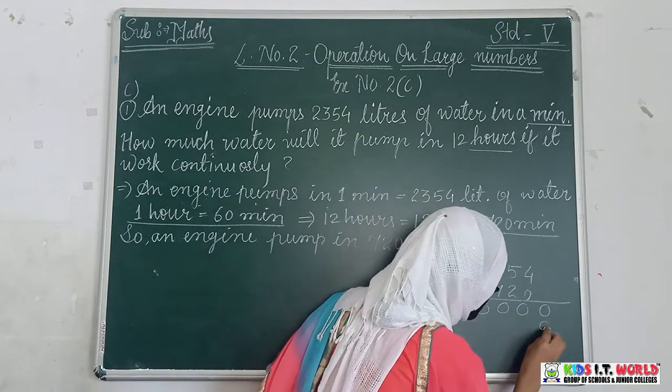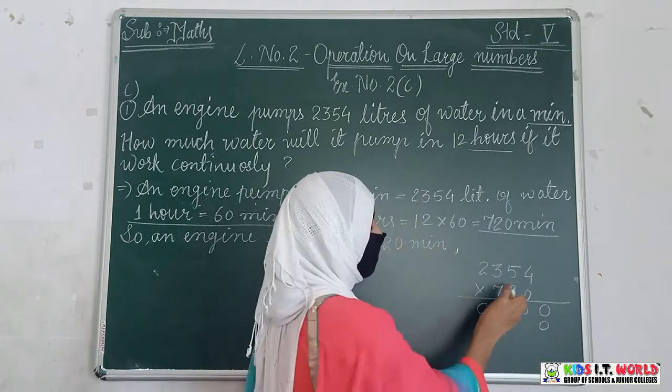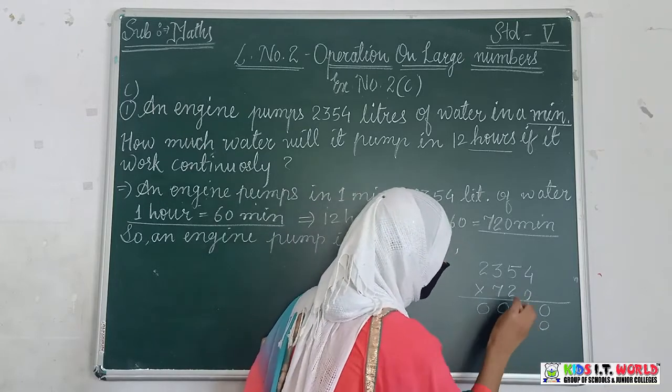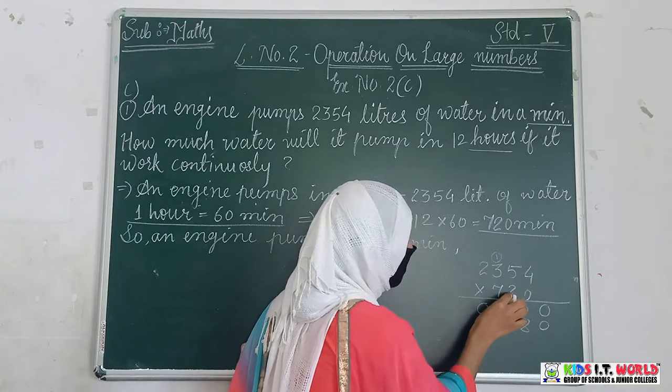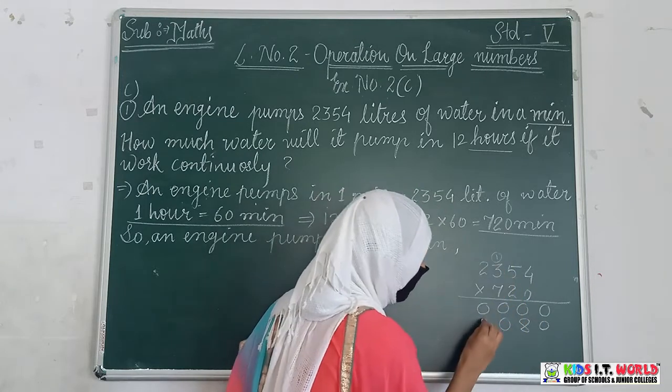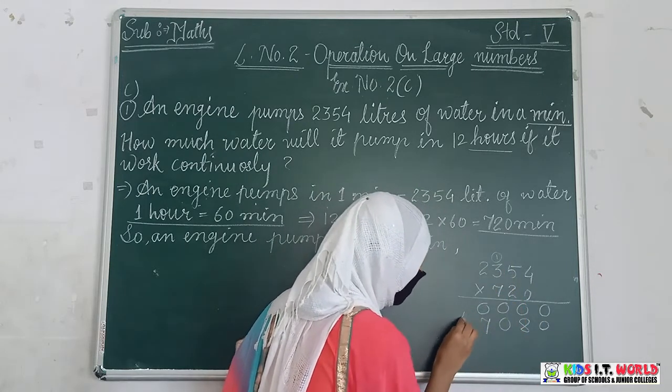Now coming to the second step, we are writing the 0. 4 2s are 8, 5 2s are 10, 1 will be carried. 3 2s are 6, 6 plus 1, 7, 2 2s are 4.